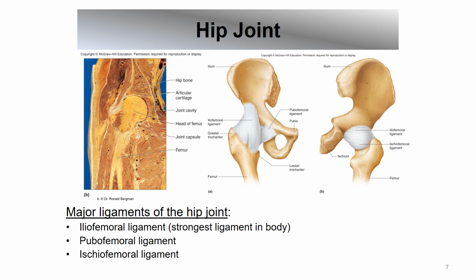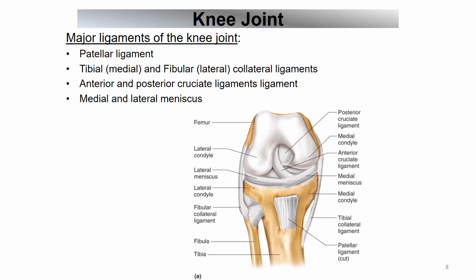Hip joint, we have the iliofemoral, goes between the ilium and the femur. Pubofemoral is between the pubis and the femur. And the ischiofemoral is between our ischium and the femur. For the knee joint, patellar ligament. This is attaching to the patella and then going down to the tibial tuberosity. Tibial and the fibular collateral ligaments, these are on the sides of our knee. So tibial or the medial ligament is attaching down to the tibia, and the fibular ligament attaches down to the fibula.